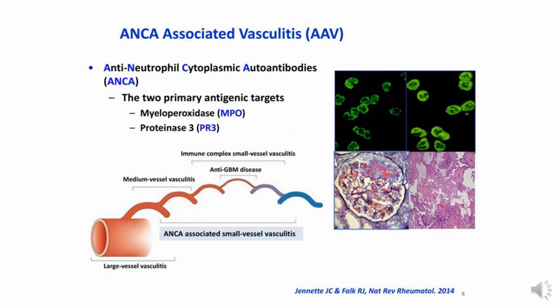Anti-neutrophil cytoplasmic antibody associated vasculitis (AAV) includes granulomatosis with polyangiitis, microscopic polyangiitis, and eosinophilic granulomatosis with polyangiitis. There are two types of ANCA, anti-neutrophil cytoplasmic antibodies: C-ANCA or anti-proteinase 3, and P-ANCA or anti-myeloperoxidase antibodies.